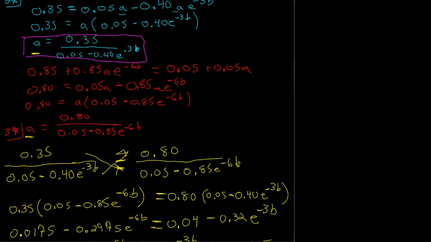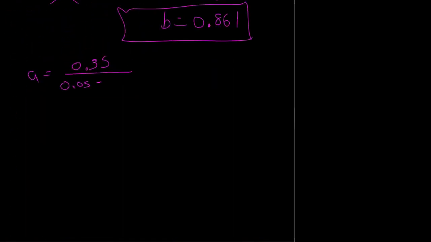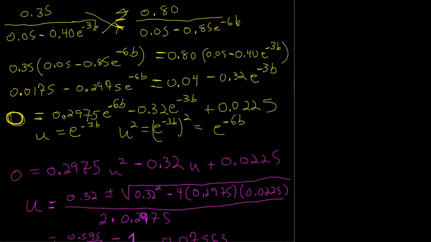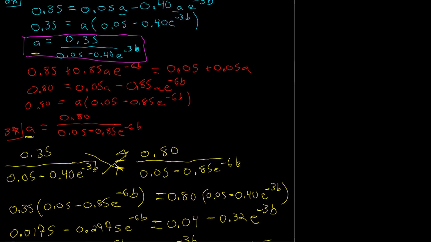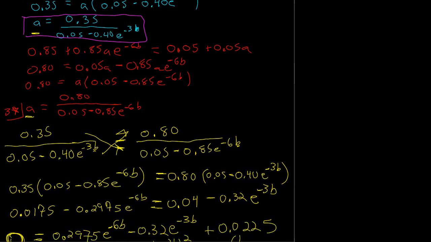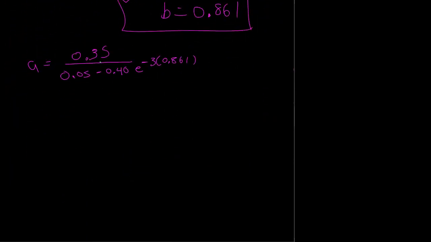Where do I have it here? 0.40 e to the -3b, but I know b now. Right? I know b. Let's see if that's right. Just quote this again. A is equal to 0.35 divided by 0.05 minus 0.40 e to the -3b. Told you, once we get one of these, the other ones fall into place.